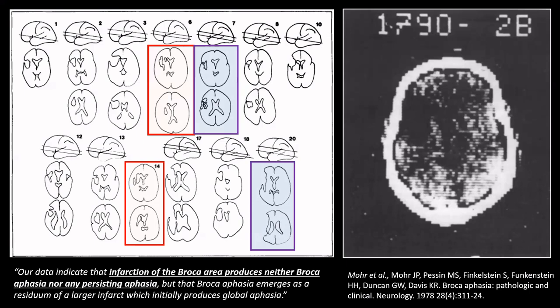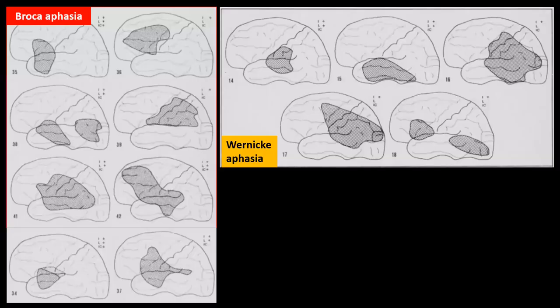So if you have damage solely located in the cortex of the inferior frontal gyrus and the Broca area, the patient will not have a Broca aphasia or a persisting aphasia. Broca aphasia is only seen as a residuum of a larger infarction, for instance, like this patient over here, which initially produces a global aphasia. So basically, what these authors are saying is the Broca model is not completely correct. It doesn't work out in daily practice.